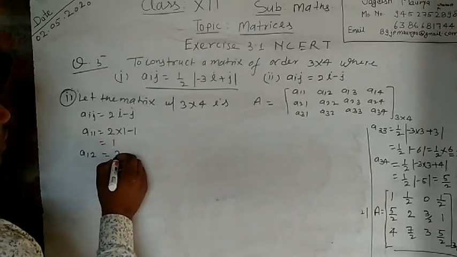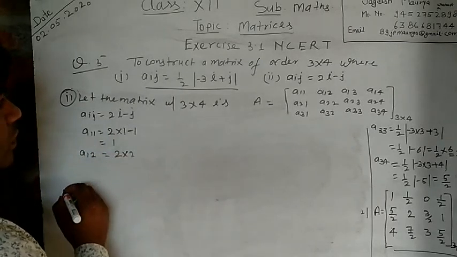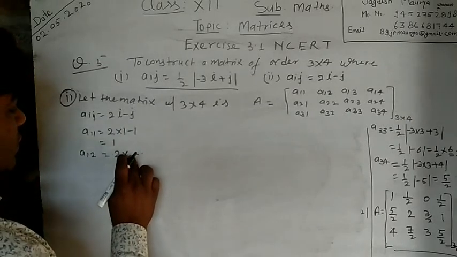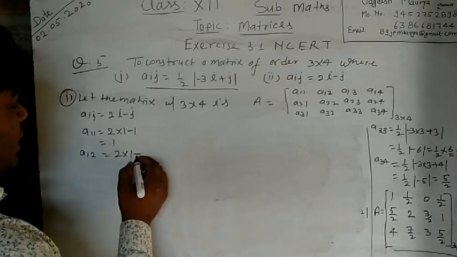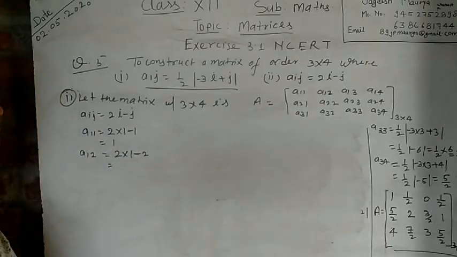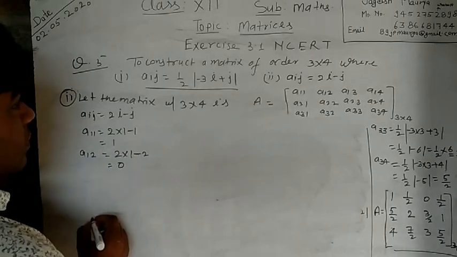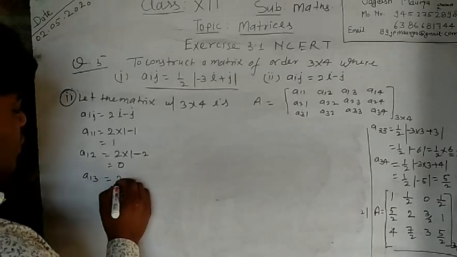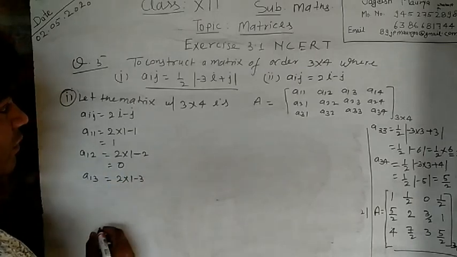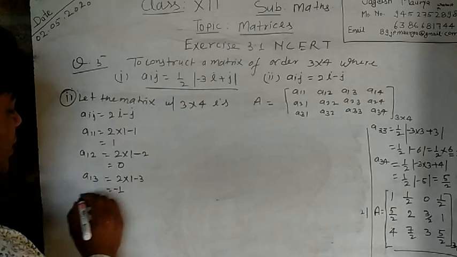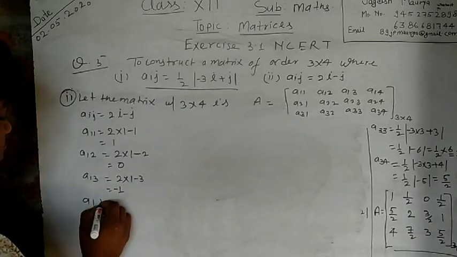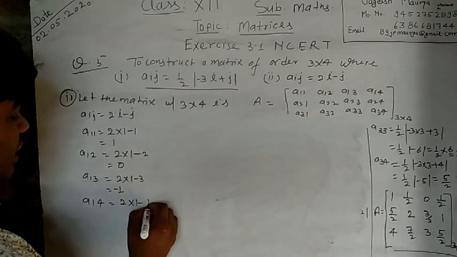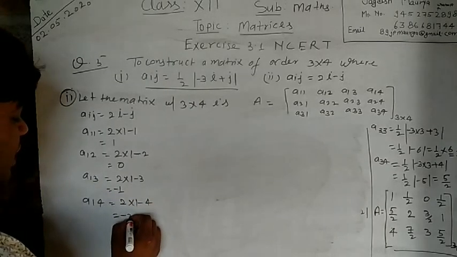A12: 2 into 1 minus 2. This will come 0. A13: 2 into 1 minus 3. This will come minus 1. A14: 2 into 1 minus 4. This will come minus 2.